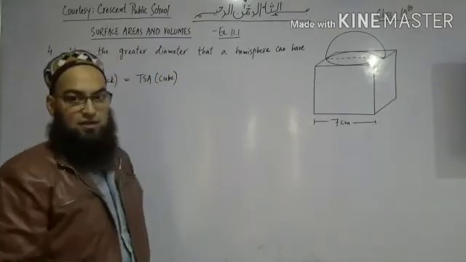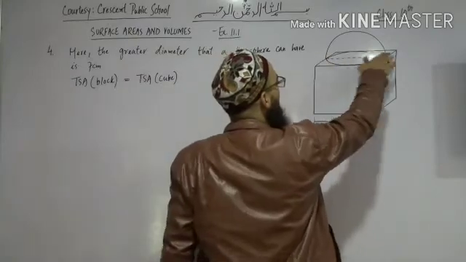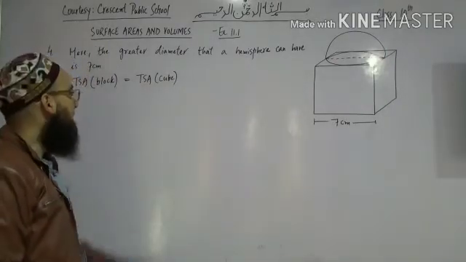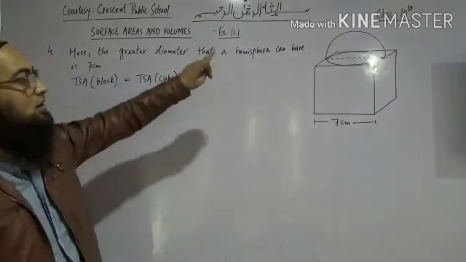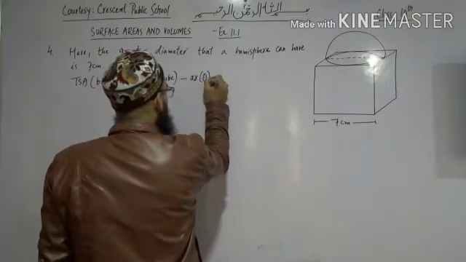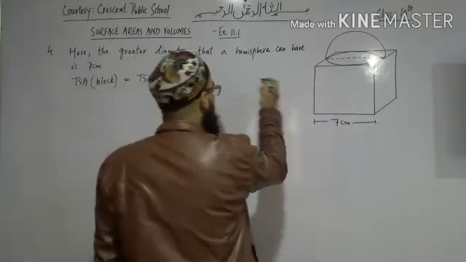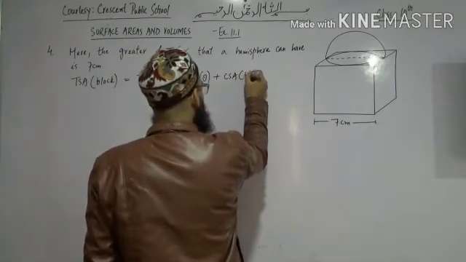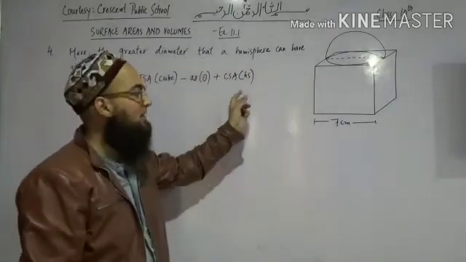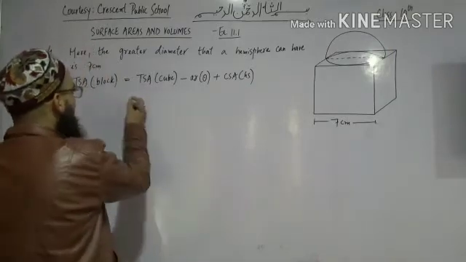Now when I say total surface area of cube, I am including that circular part as well, because the upper side of the cube includes that circular part of the hemisphere. But I need not consider that circular part, so I say total surface area of cube minus area of circle, then plus curved surface area of hemisphere. Again, not total surface area of hemisphere, because I am not considering the circular base of the hemisphere. So this will be my formula.